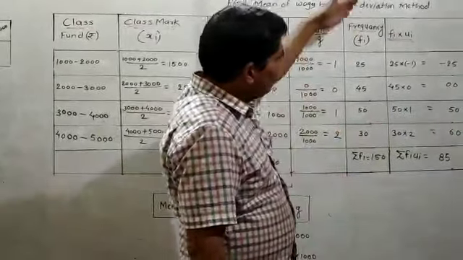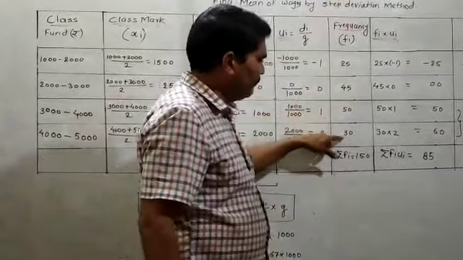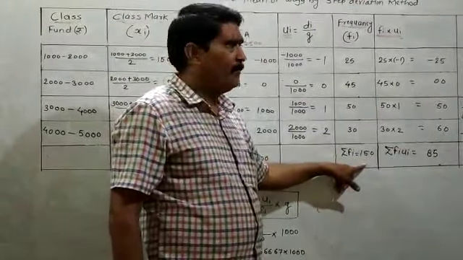Then you have to find the sum of fi. Sum of fi means you have to do the addition: 25 plus 45 plus 50 plus 30 is equal to 150. This is the data of the wages of the 150 workers.